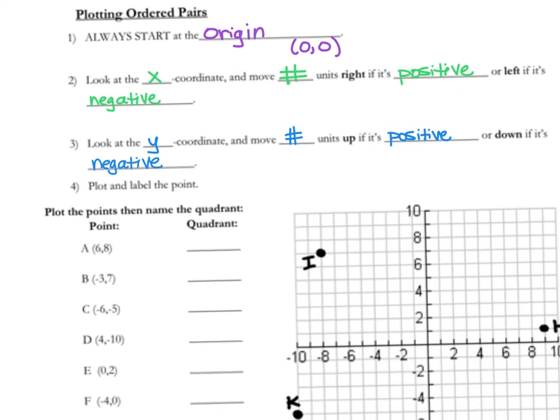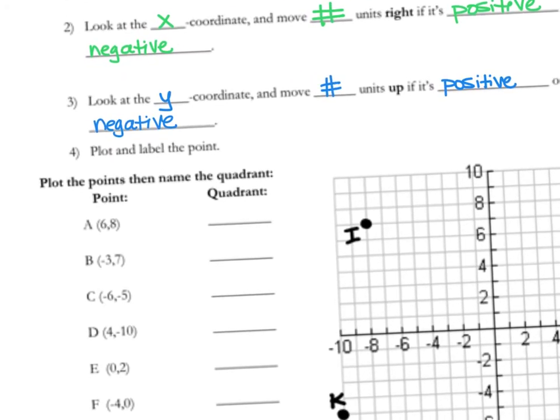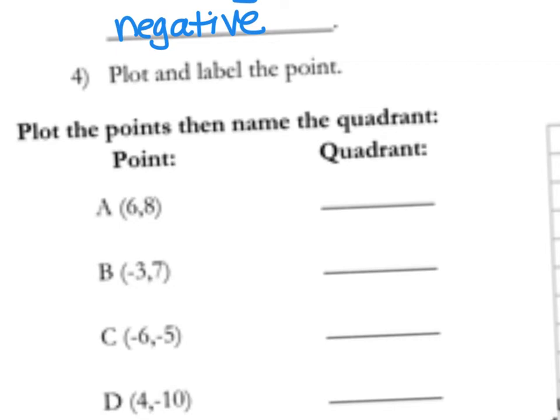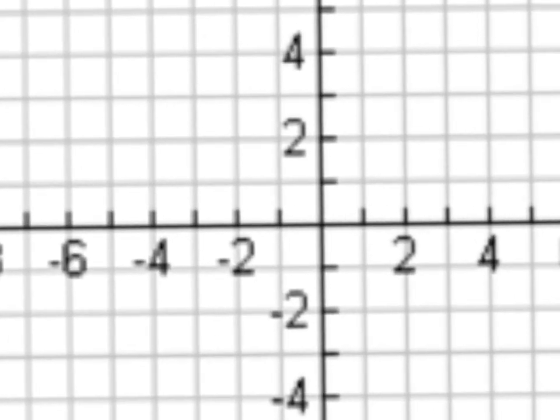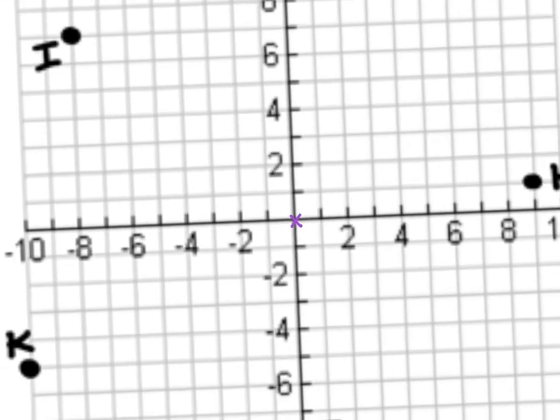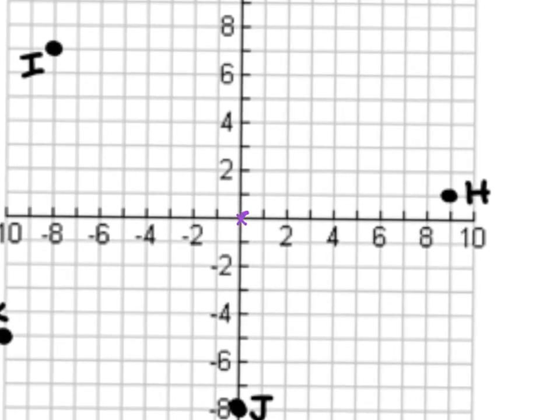Then we plot and label the point. So let's try this. Let's start with actually plotting the points. If I want to plot this first point, 6, 8, let's start at 0, 0. Okay, so 0, 0 is right here. So all I'm going to do is move 6, 8. So we're going to move right because it's positive 6 spots. And we're going to move up because 8 is positive 8 spots. And I'm going to draw a dot right there.